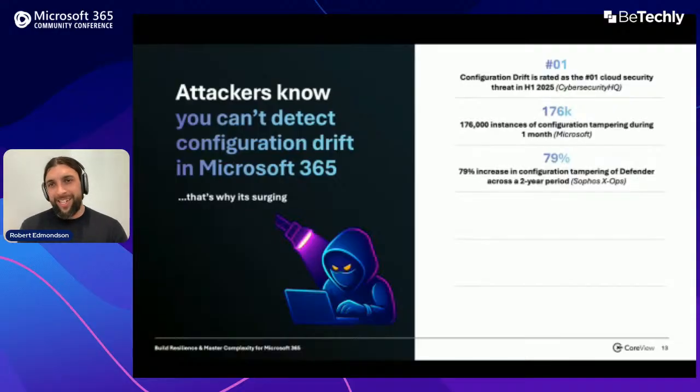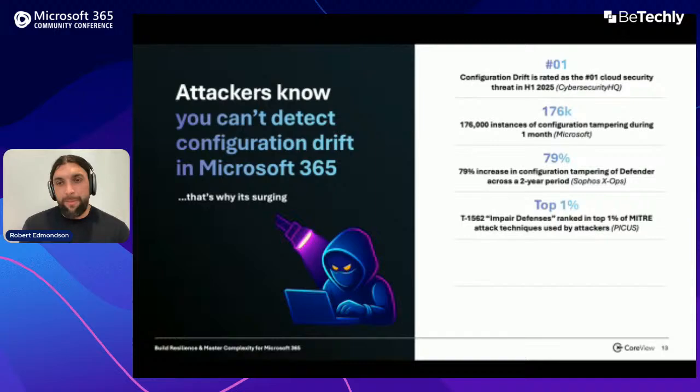Sophos XOps detected a 79% increase in tampering of Defender across a 2-year period when they investigated breaches. Picus, the attack simulation vendor, looked at all of the MITRE attack techniques being used in attacks that they studied. The MITRE attack techniques have like, I think, 250 different techniques that are used by cybercriminals. And they identified T1562, which is impaired defenses, was in the top 1% of attack techniques being used. So this shot right to the top of common and preferred attacks by cybercriminals, basically going in and making your defenses not work. And the way you do this is by changing the configurations, turning off the defenses, etc.